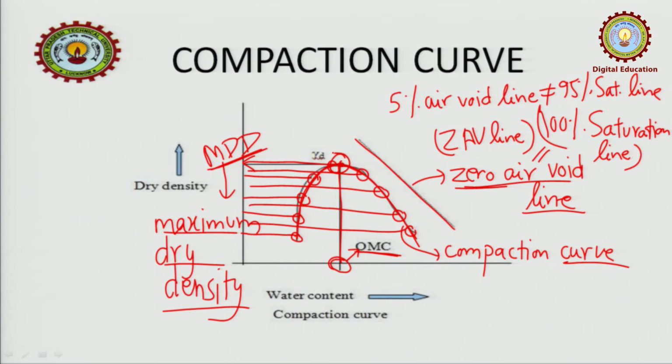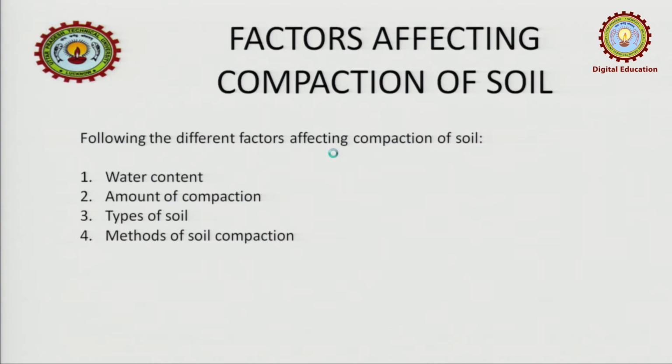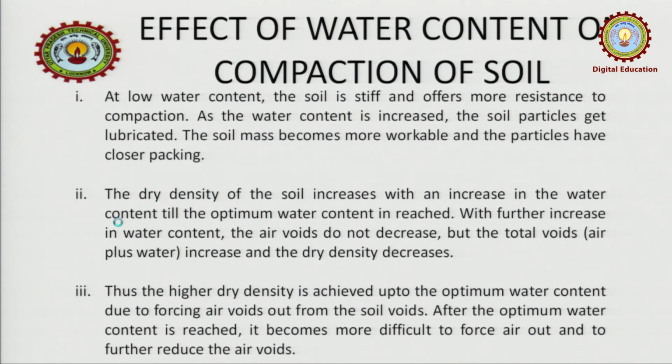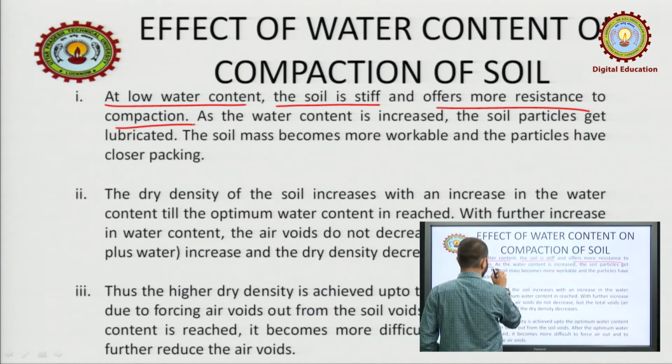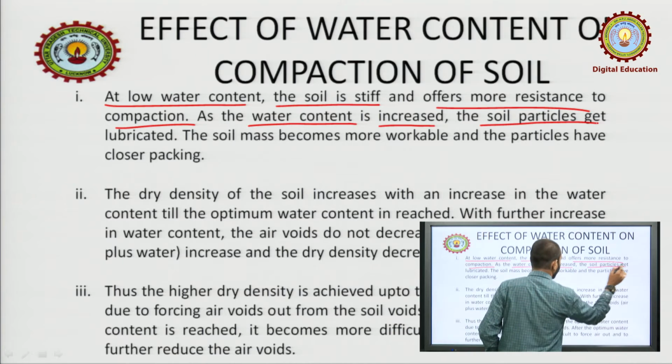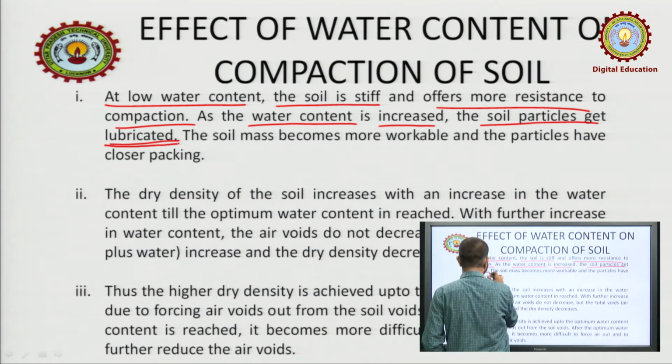Let's move forward. Factors affecting the compaction of soil. What factors actually affect the compaction of a soil? Mainly water content, amount of compaction, type of soil, and methods of soil compaction. Let us see one by one. Effect of water content on the compaction of soil. At low water content, the soil is stiff and offers more resistance to the compaction. As the water content is increased, the soil particles get lubricated.